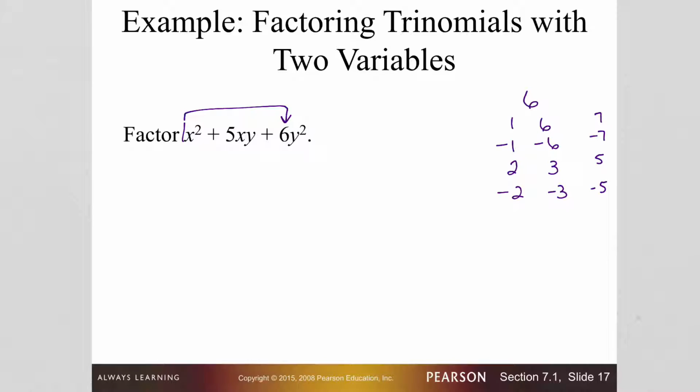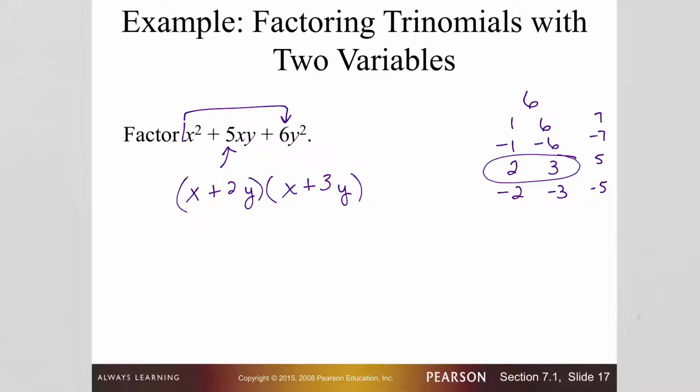And what are we looking for? We're looking for positive 5. So it's going to be these guys right here. Now, here's what I want you to realize. You still only want to have an x and an x there, okay? But at the end, you want to make sure there's a y and a y there. So I want a positive 2 and I want a positive 3.